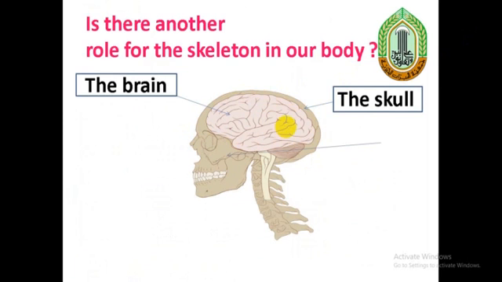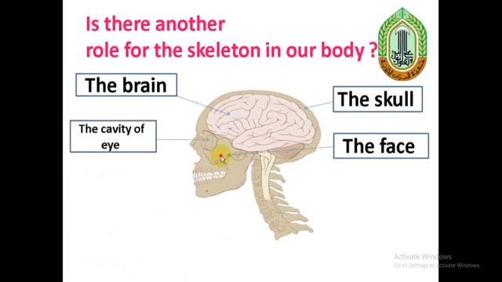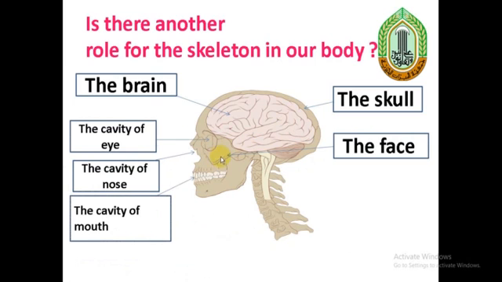And let's see now. What are these bones? The face bones. And what do you think they protect? This is the cavity of the eye, and the cavity of the nose, and the cavity of the mouth. The face protects the eyeball. The eyeball is present behind these cavities. So, can you think of the role of the skeleton other than supporting the body?